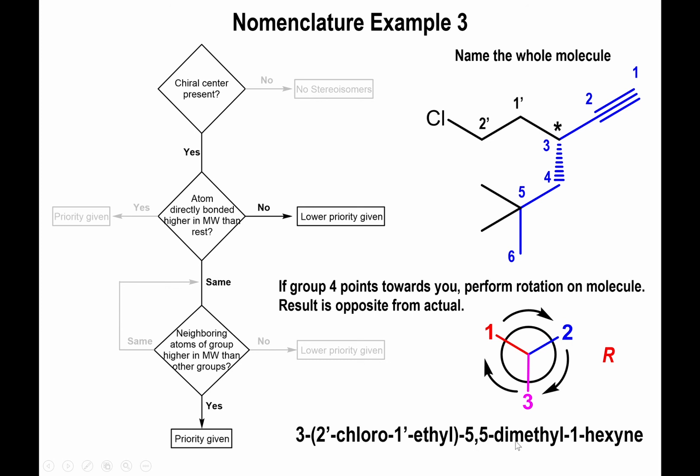And after that, you have your typical 5,5-dimethyl-1-hexene. This is just something that you might encounter in the future, so keep an eye out for it. And of course, since we have a chiral center, don't forget to introduce the R assignment in front of the molecule name in parentheses.